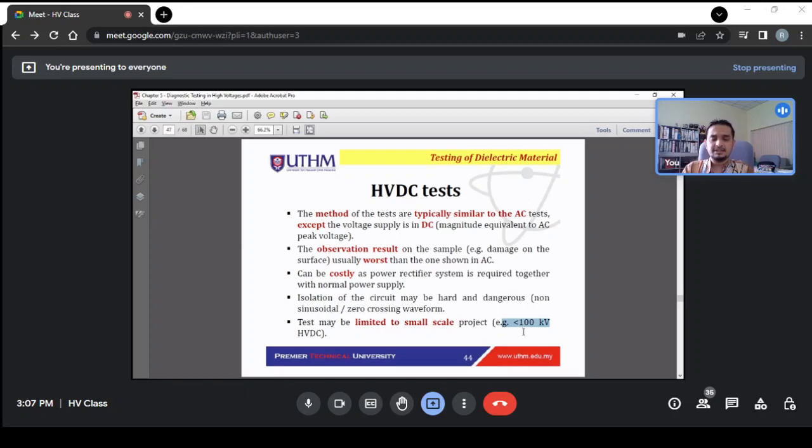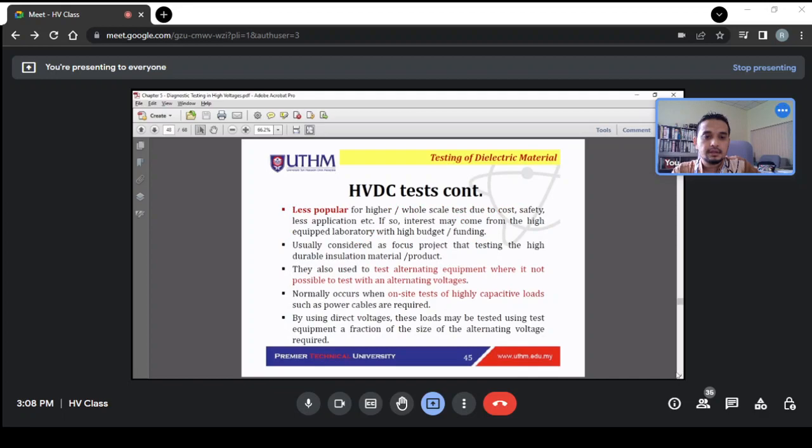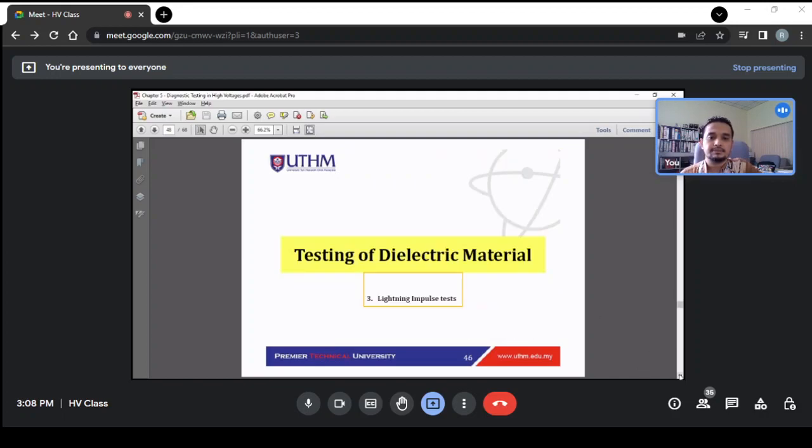Because as we mentioned, if we increase the high voltage DC continuously, the insulation may not be able to sustain the stress from the DC voltage source, especially at very high magnitude values. Okay. And then, less popular, as I mentioned before. Normally we use it for on-site testing of highly capacitive loads, such as a cable, which is very popular.